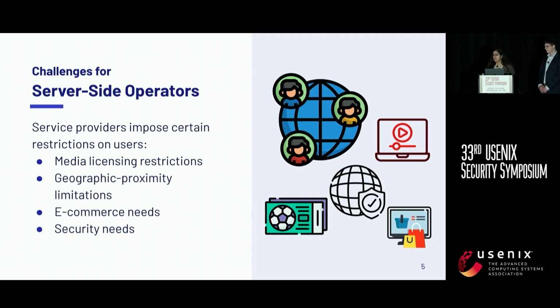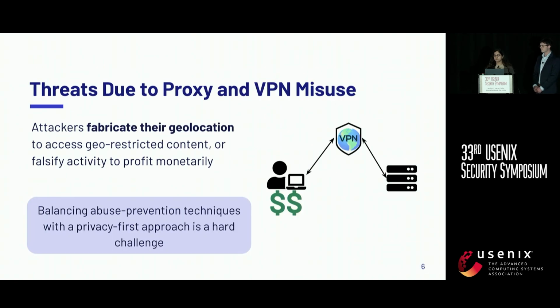So server-side operators have a need to identify and stop threat actors and bad faith users from using proxies to misuse their services. To combat such misuse of proxies, many companies use black box solutions to identify VPN or proxy use, or they may resort to collecting more data about their users. For instance, comparing their current IP address with the previous list of IP addresses they've seen from the user, or just more simply keeping an extensive profile on their users. So in short, balancing abuse prevention techniques with a privacy-focused approach is a hard task.